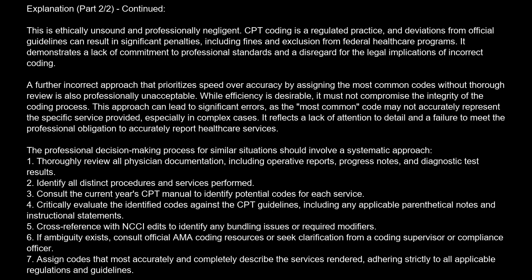The professional decision-making process for similar situations should involve a systematic approach. 1. Thoroughly review all physician documentation, including operative reports, progress notes, and diagnostic test results. 2. Identify all distinct procedures and services performed. 3. Consult the current year's CPT manual to identify potential codes for each service. 4. Critically evaluate the identified codes against the CPT guidelines, including any applicable parenthetical notes and instructional statements. 5. Cross-reference with NCCI edits to identify any bundling issues or required modifiers.